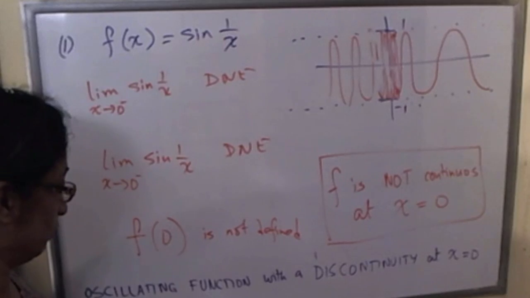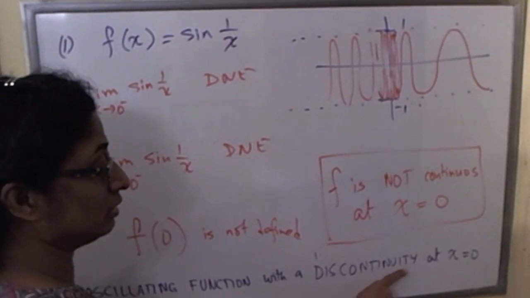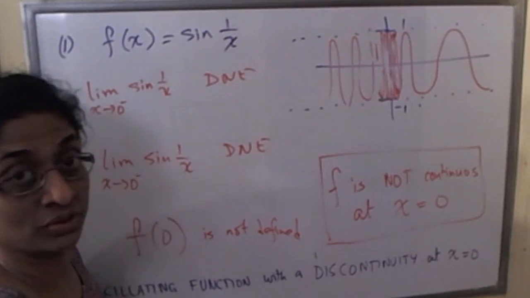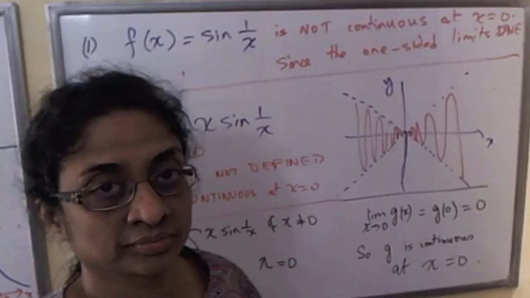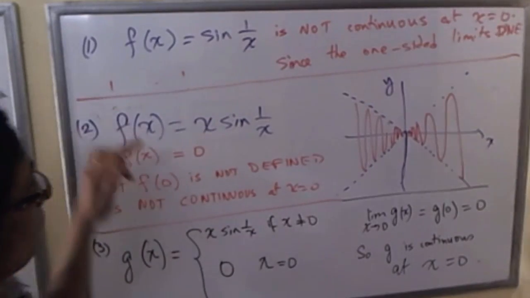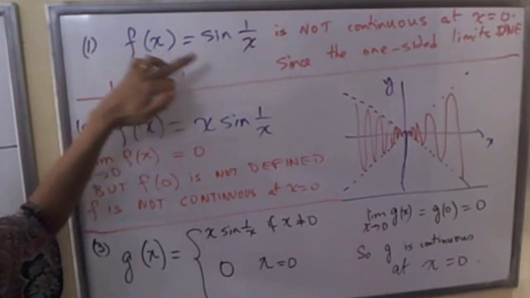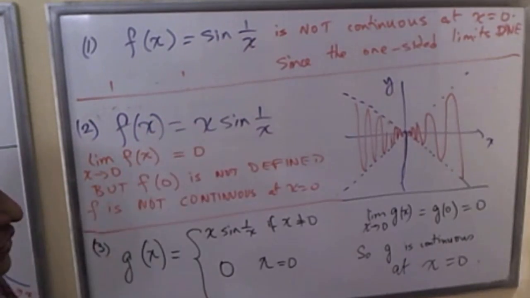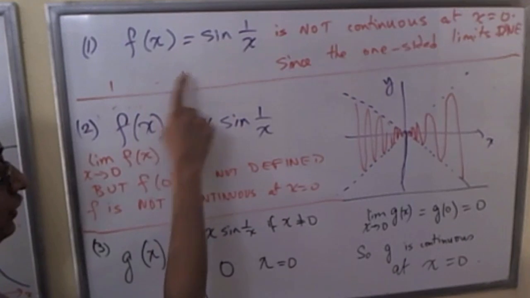If you want some neat vocabulary, you can think of this as an oscillating function with a discontinuity at x equals 0. Now let's look at another example. So we just finished discussing this function, which we said is not continuous at x equals 0, since the one-sided limits did not exist for that.